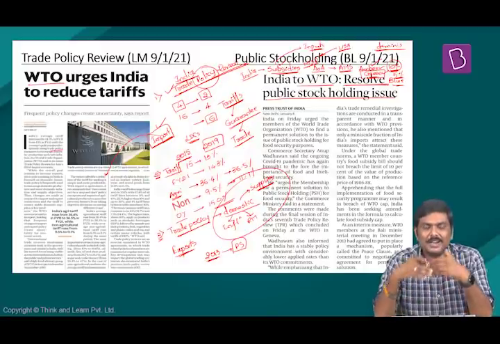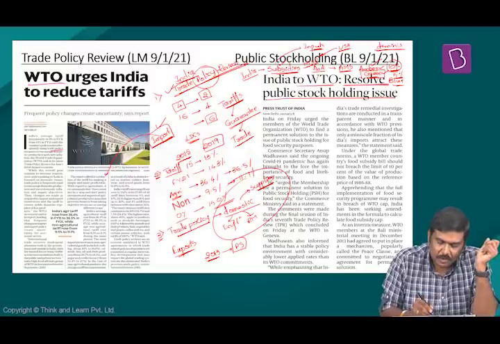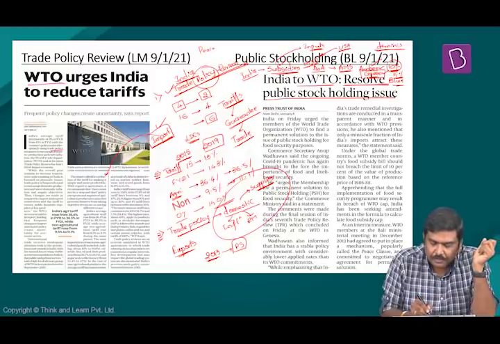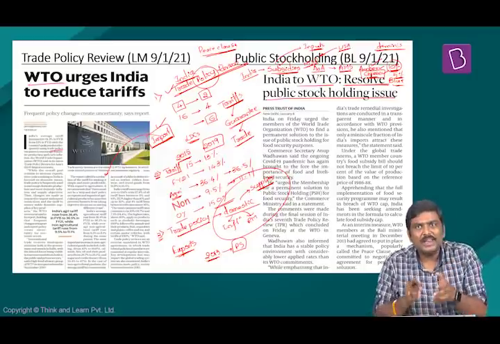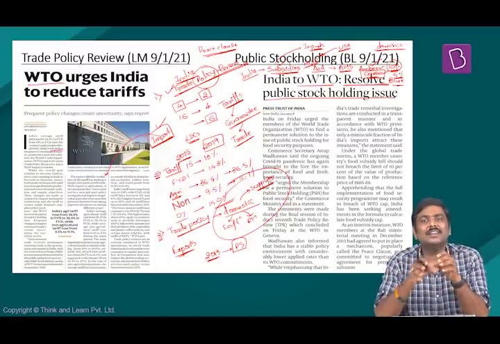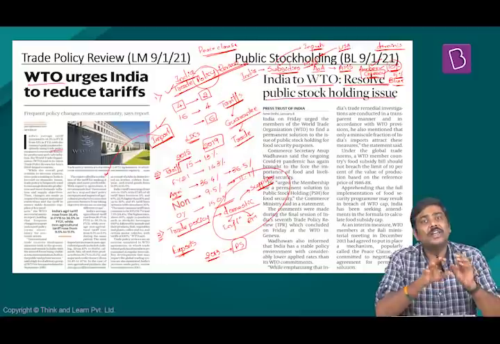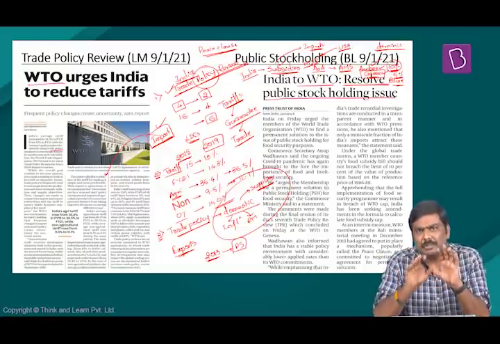In order to address the concern raised by India, there was a concept of a peace clause which was introduced. Under this peace clause, it basically states that whenever a developing country violates or crosses the threshold level of 10%, the developed economies cannot file a complaint at the WTO against this violation. This concept is called a peace clause.